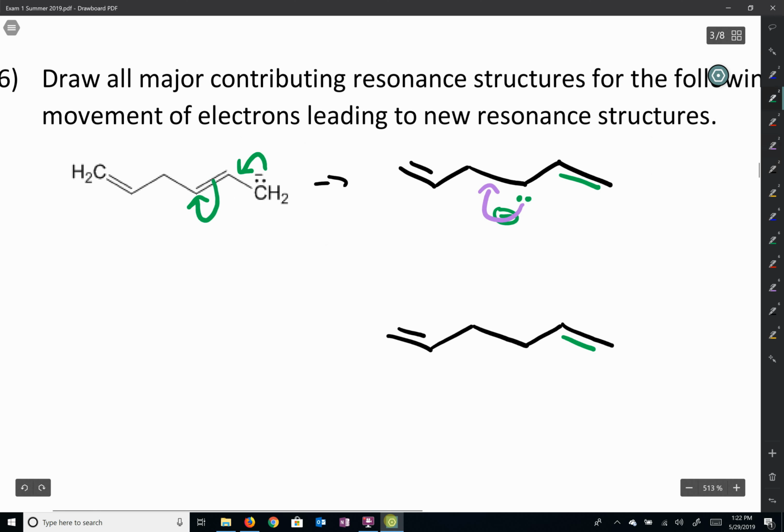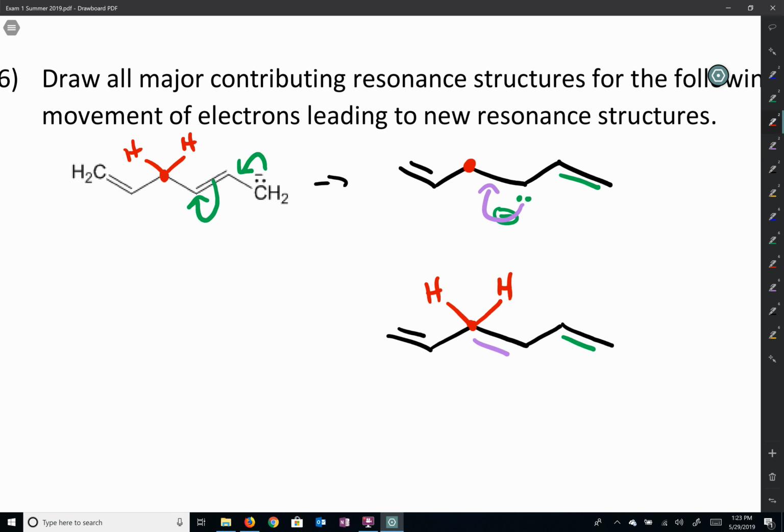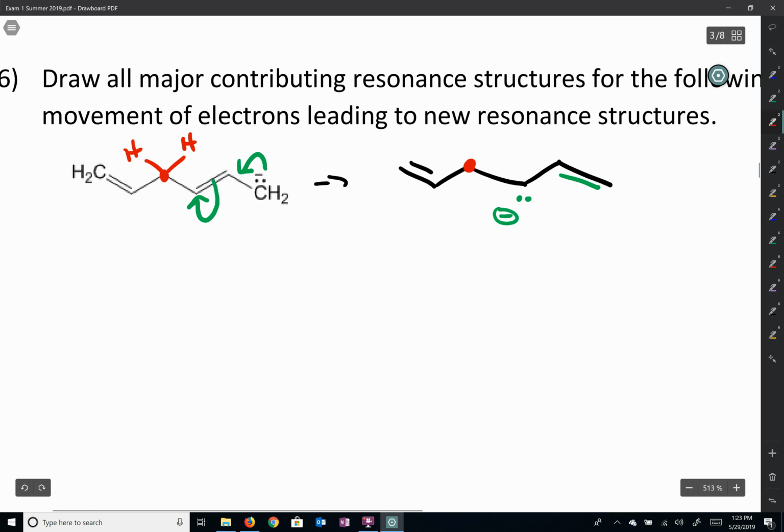Let's take a look. And you're like, yeah, that looks nice. I like that. Well, take a look. This carbon in red here, it has two hydrogens on it. So you can't do that arrow in purple. You can't do that. You're over-octeting the red carbon there. Okay? So we really only have one resonance structure here, and that's it. Okay?